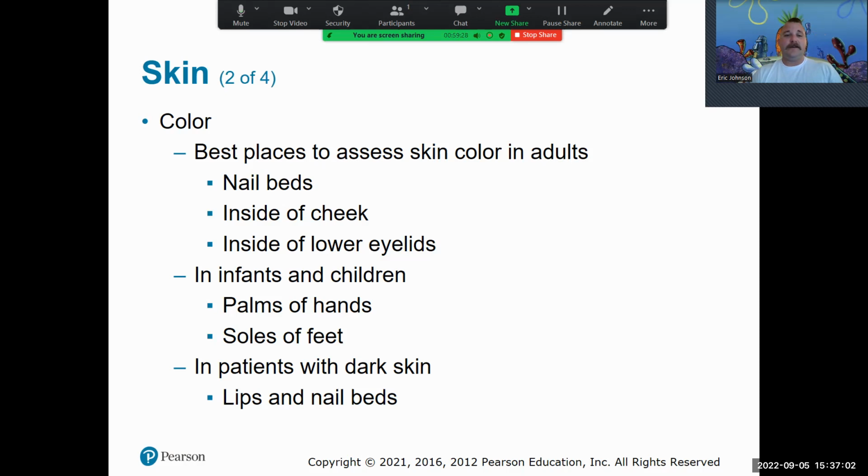They're upset. Now, in our patients that have darker skin pigment, we would typically look in the lips and nail beds, but like I said before, palms of the hands are an excellent place to look on any patient, regardless of the general pigmentation of their skin.